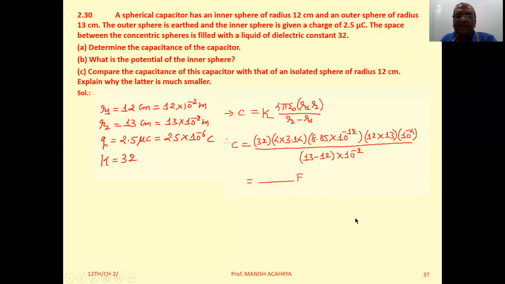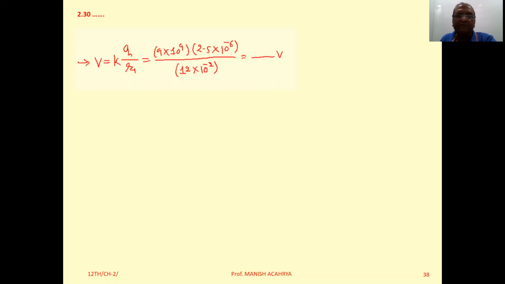Now we have to find the potential of the inner sphere. So the charge on the sphere is Q, the radius is R1. So potential is equal to KQ upon R1. K is 9 into 10 raised to 9, Q is 2.5 into 10 raised to minus 6, upon R1, that is 12 into 10 raised to minus 2. Solve this one, you will get the potential on the inner one.